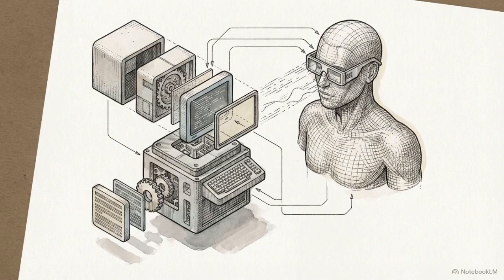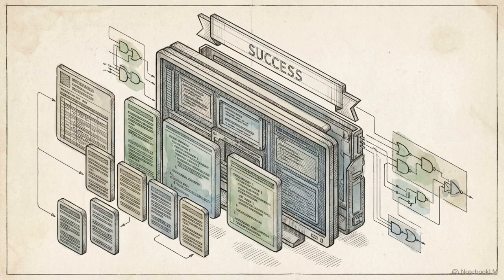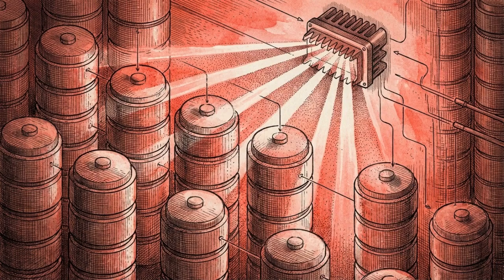Let's look at a concrete engineering scenario: an internal developer querying a codebase using a standard retrieval augmented generation, or RAG, setup. A developer submits a simple prompt: show me the fallback logic for the new V2 authentication API. The system fires back instantly. It delivers a highly confident, perfectly formatted block of code. It looks correct, but it will break production.